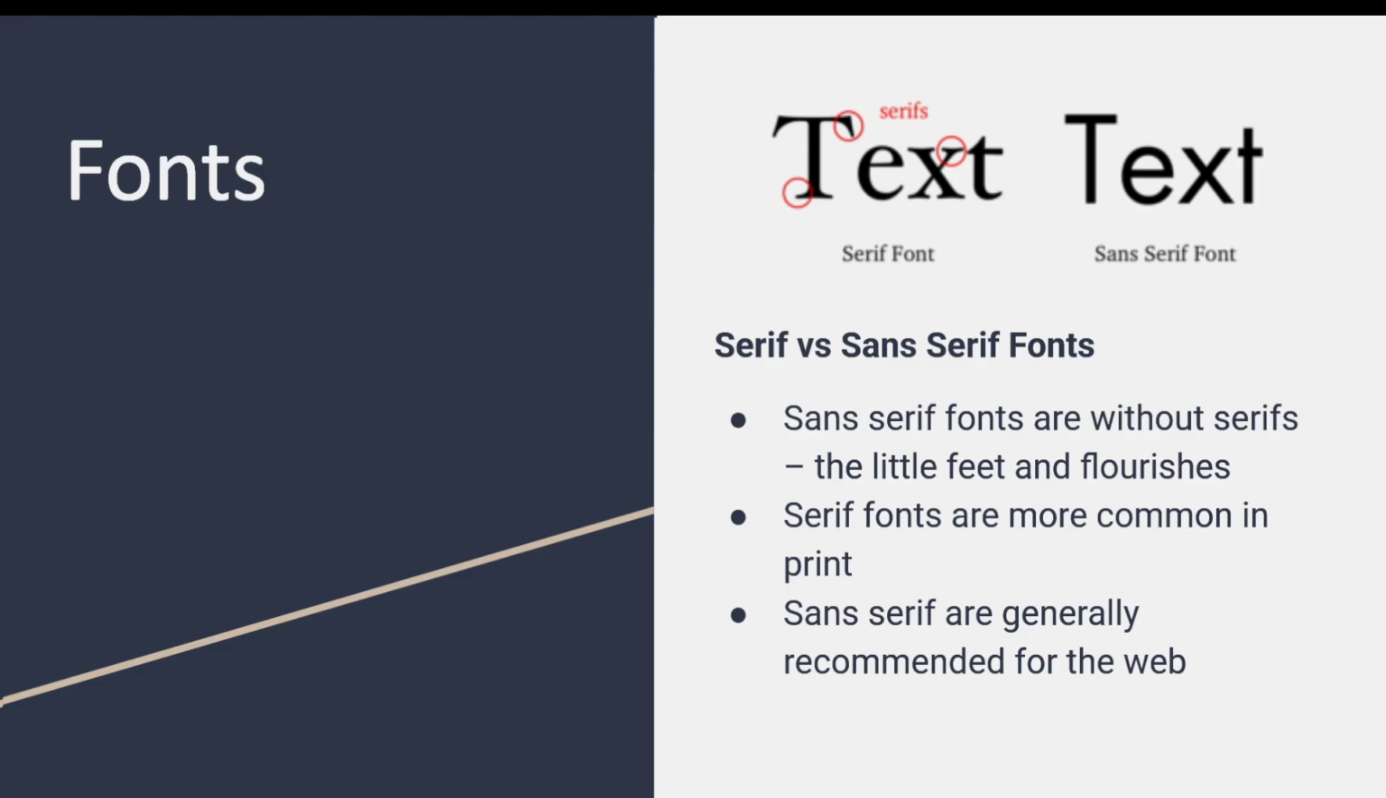It's best practice to use sans serif fonts for your digital projects. That's the fancy name for fonts without the little feet and flourishes on them, which are called serif, which they are sans. Some examples include Verdana, Roboto, and Open Sans. On the flip side, some examples of serif fonts include Times New Roman, Garamond, and Minion. Serif fonts are the norm in print media, but sans serifs are generally recommended for use on the web.